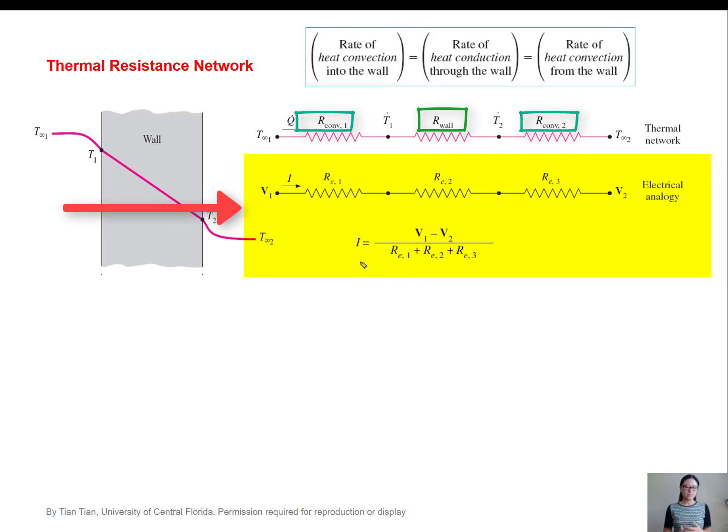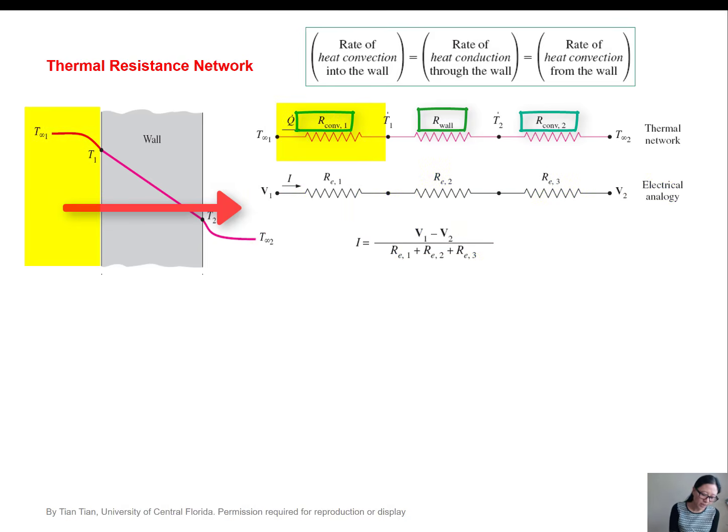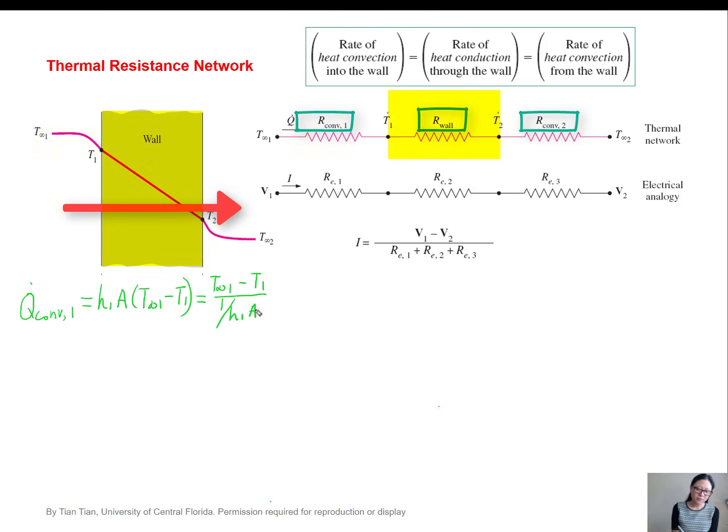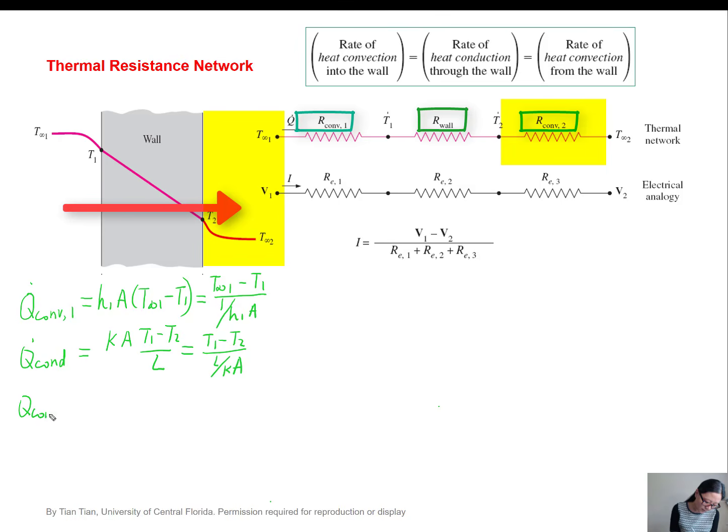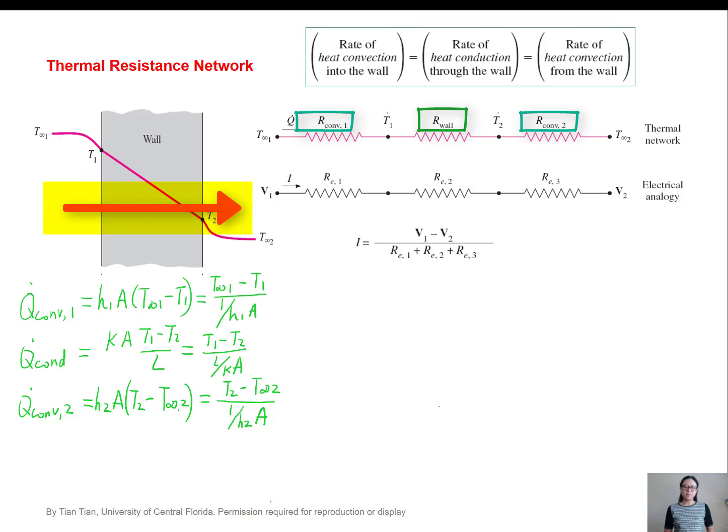Now let's derive it. With convection here, we can use Newton's law of cooling to calculate the convection rate, h1A. For conduction through the wall, we can use Fourier's law to calculate it. For the second convection rate, since we have the same heat rate flow, so let's use Q dot to represent the heat transfer rate.